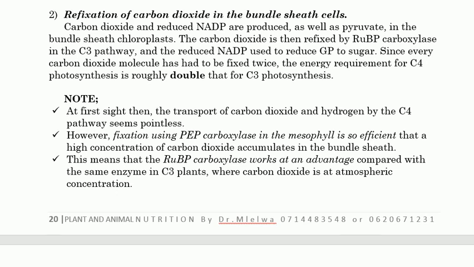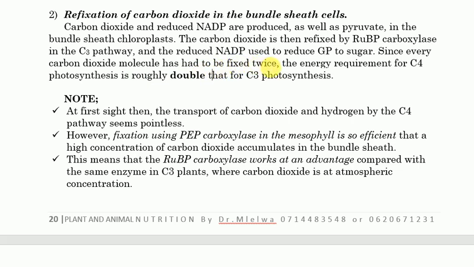As I told you, in the Bundle sheath cell the normal Calvin cycle occurs. So what is required to take place here is the refixation of the carbon dioxide. So carbon dioxide and reduced NADP are produced, as well as pyruvate, in the Bundle sheath chloroplast. The carbon dioxide is then refixed by RuBP carboxylase in the C3 pathway, and the reduced NADP is used to reduce glycerate phosphate to sugar.